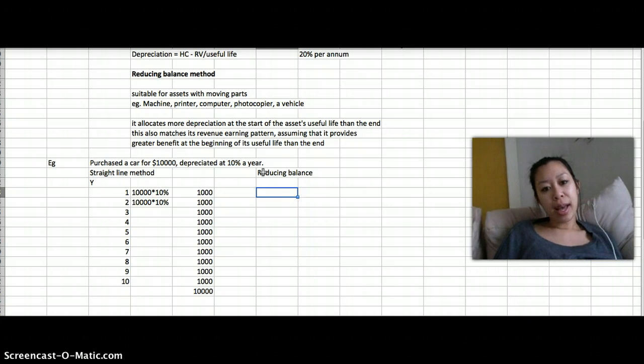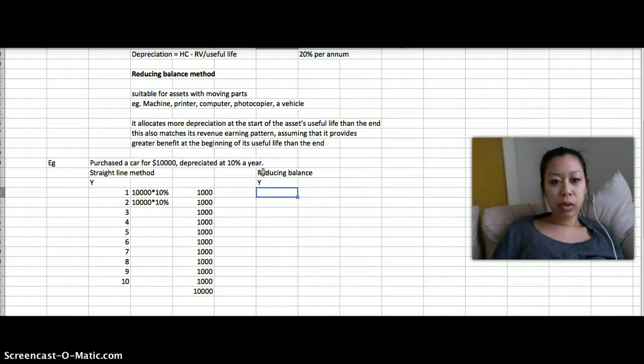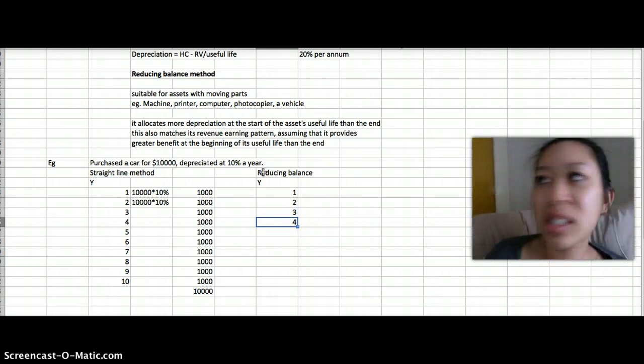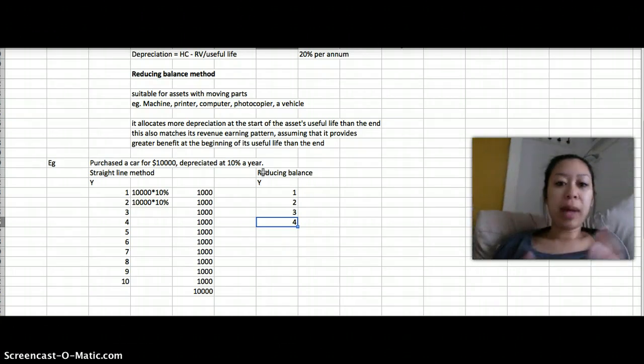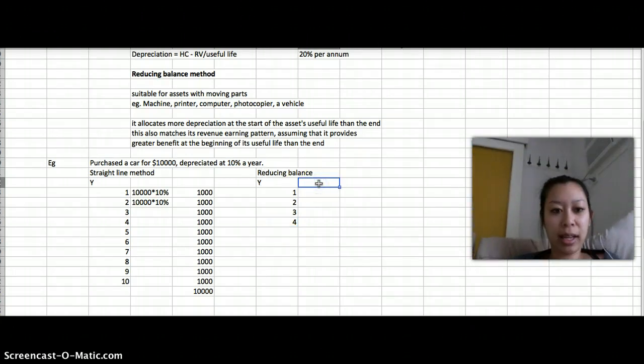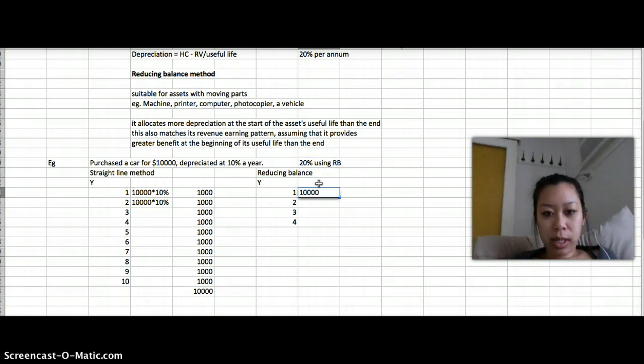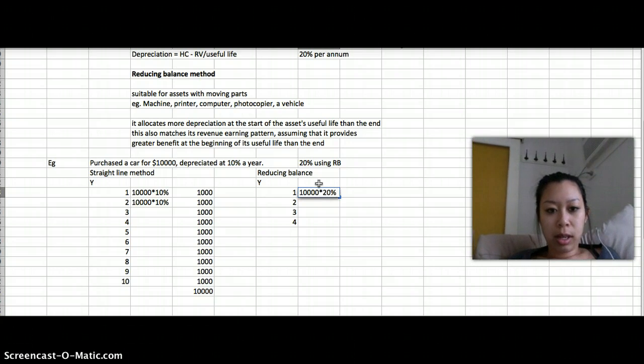Reducing balance, you would actually depreciate more at the start and less at the end, and it's not usually the same percentage, it's a different percentage. So if it's reducing balance, you use, let's say, 20% here. So that's straight line, and then 20% using reducing balance. We'll just do this, making it up as we go. So the first year you'll depreciate $2,000.